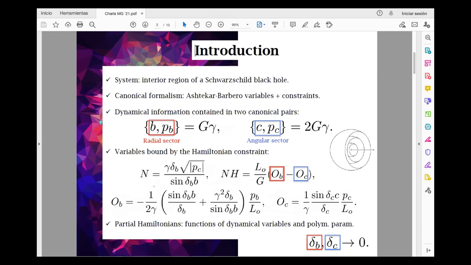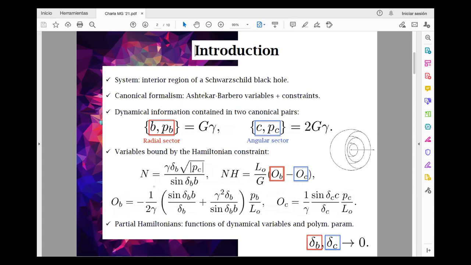It is given by a constant multiplying the difference of two objects, OB and OC. These two objects, which I will refer to as partial Hamiltonians for a reason that will be apparent in a second, only depend on their respective variables. That is, OB depends on B and PB, and OC depends on C and PC, and on two parameters, delta B and delta C, that regulate the introduction of quantum effects in the system, in the sense that when you take the limit where both parameters vanish, you recover the Hamiltonian in classical GR.